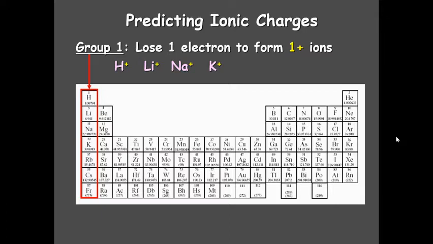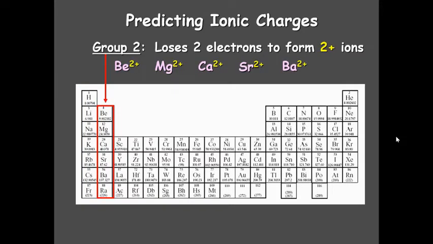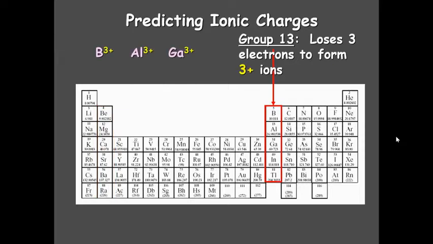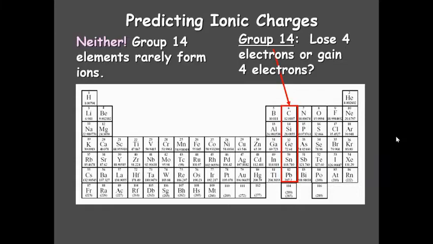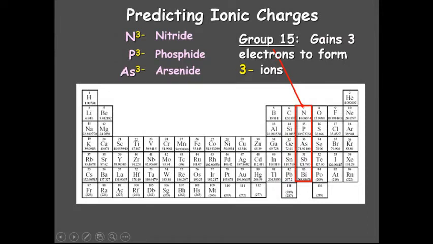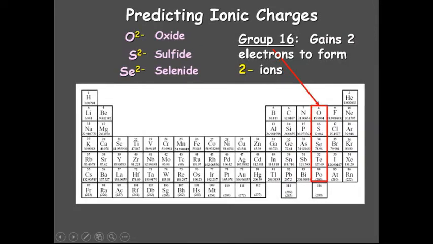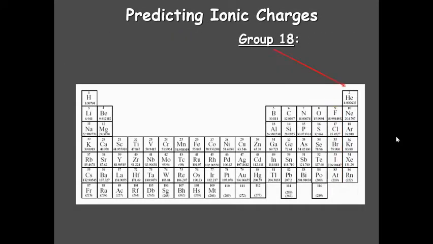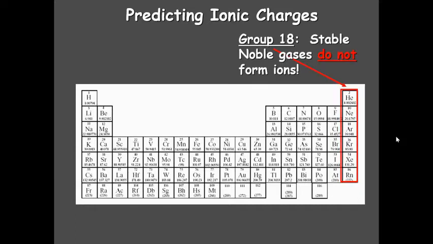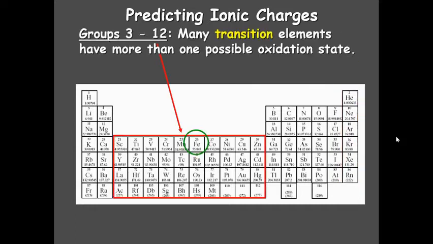Again though, group 1 atoms have a +1 charge, group 2 atoms have a +2 charge, group 13 has a +3 charge, 14 doesn't usually form ions, but it could be +4 or -4 depending on the situation. Group 15 is charged -3, 16 is charged -2, group 17 is charged -1, and group 18 is unreactive, and they do not form bonds or ions.